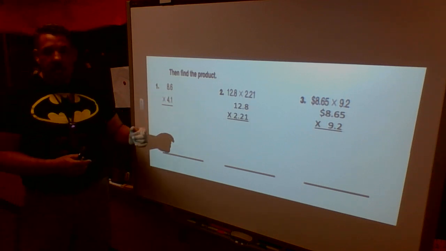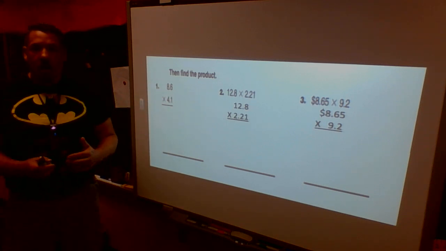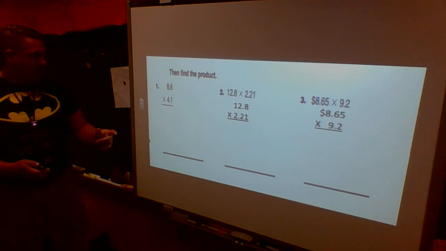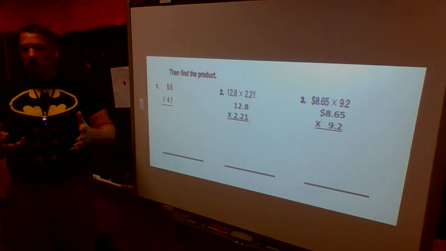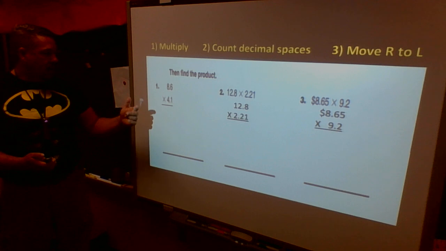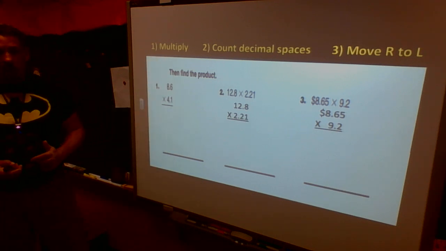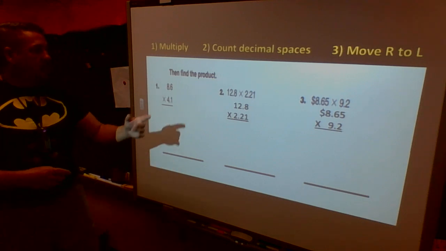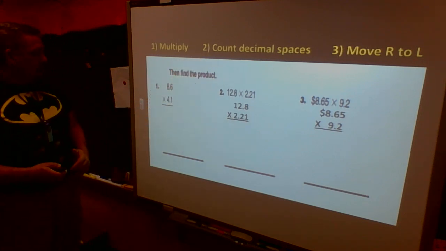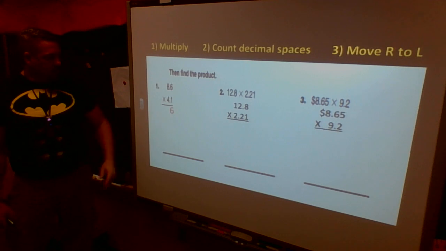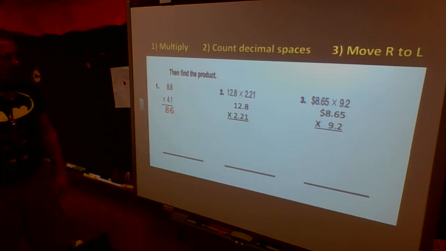So I have 8 and 6/10 times 4 and 1/10. I always start with the 1. So I have to multiply with my 1, basic multiplication. 1 times 6 is 6. 1 times 8 is 8. I always start with multiplying first. Then, once I've done that, I can go to step 2 by counting my decimal spaces.